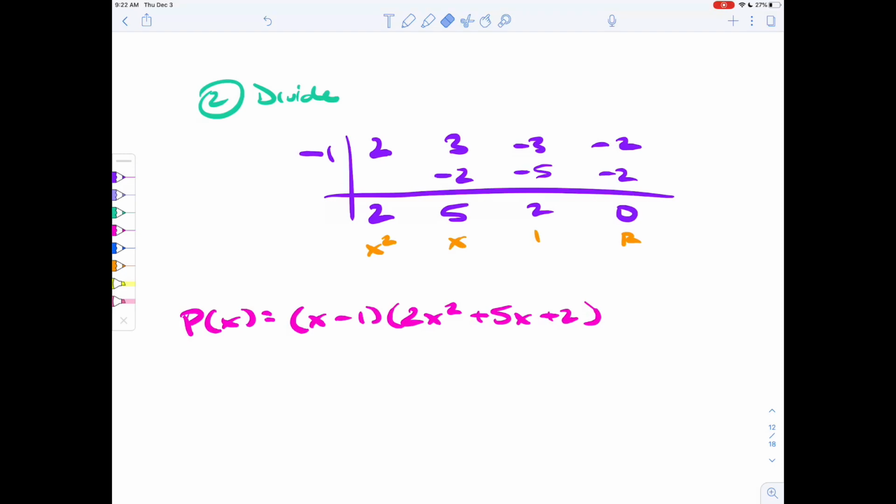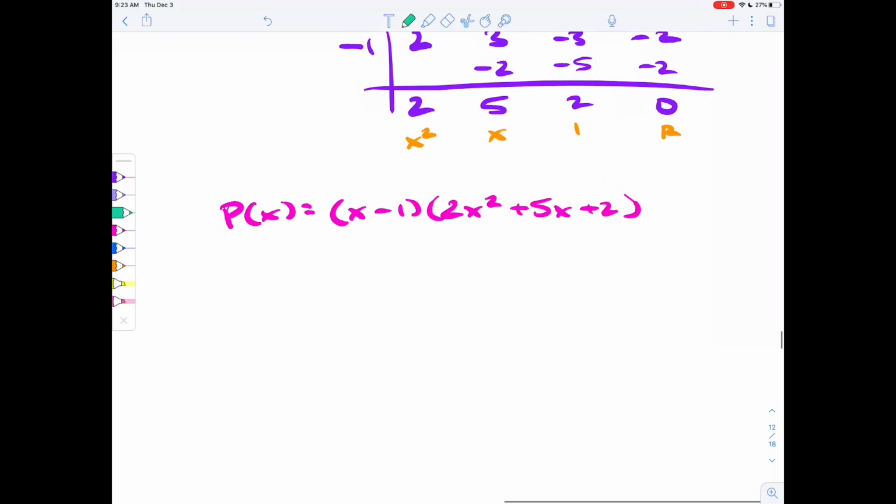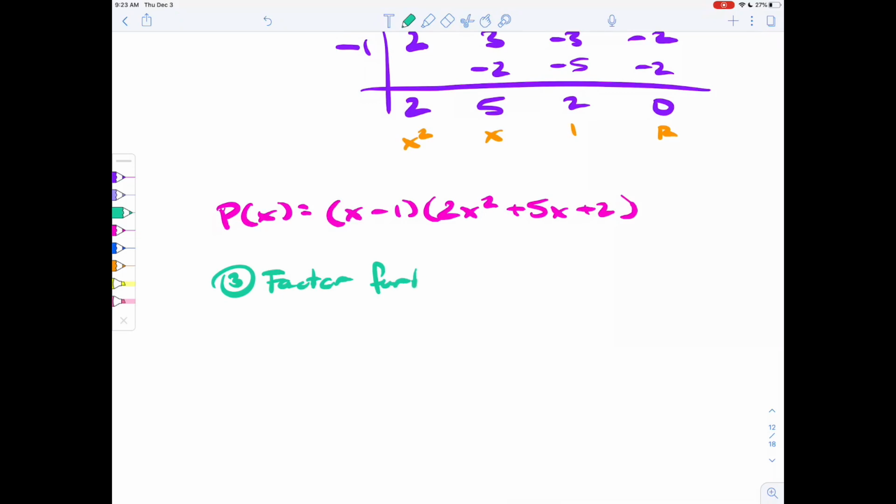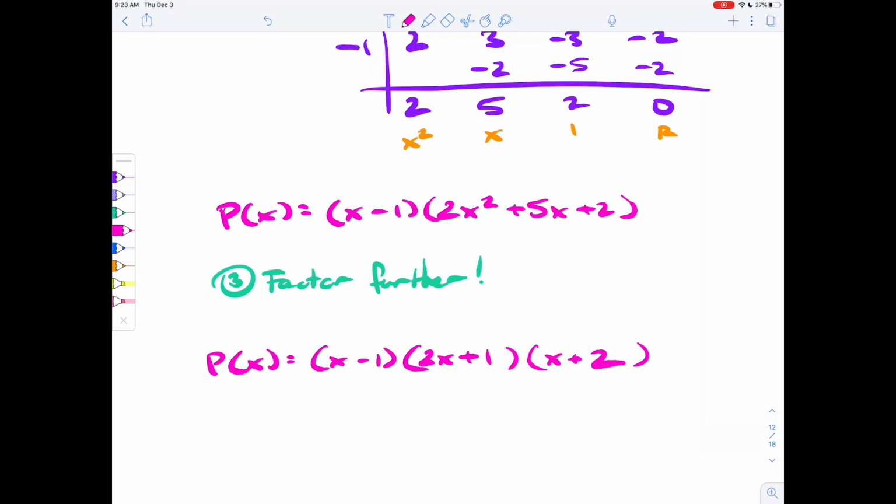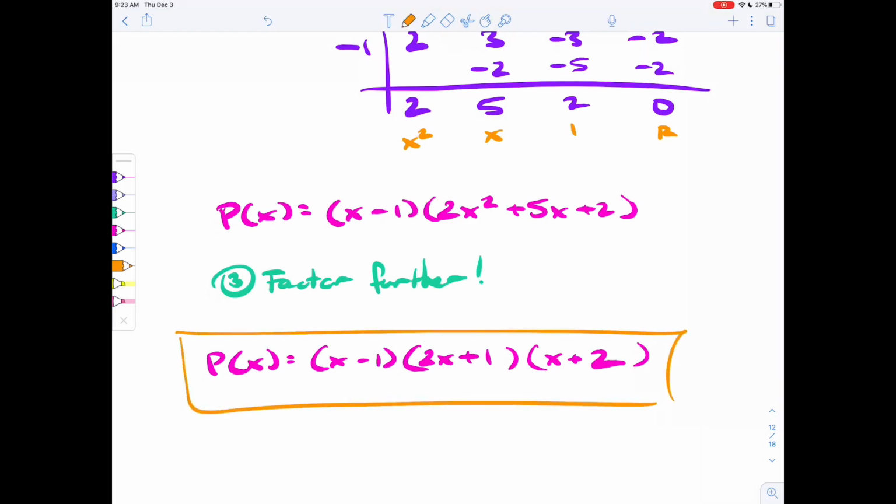This thing is not factored fully, so we just need to factor a little bit further. So the x minus 1 stays the same, and then 2x squared plus 5x plus 2 is something that we can factor into a pair of binomials. For this particular case, it gives us that. So that's our final statement, and this is considered done.